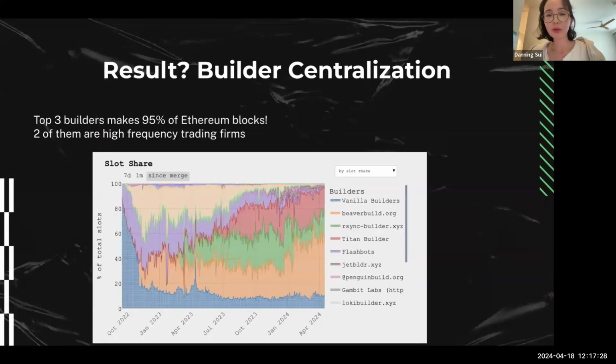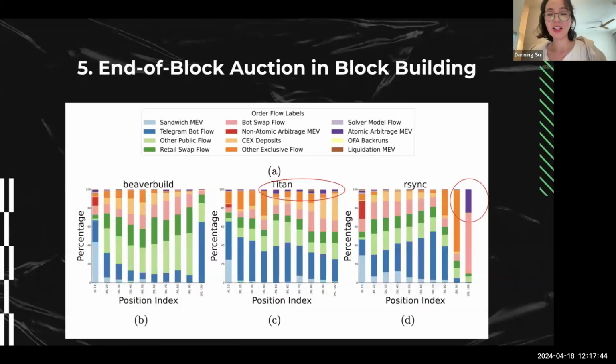And the result is builder centralization. Today, the 3 builders we mentioned just now are making 95% of Ethereum blocks. Two of them are high frequency trading firms with CeFi-DeFi arb transaction flow. This is quite concerning for Ethereum overall.